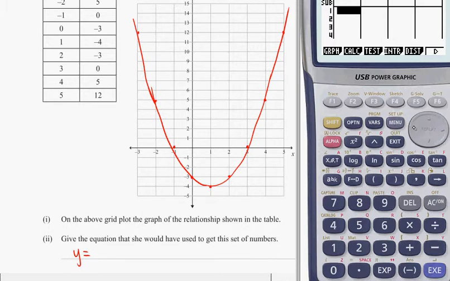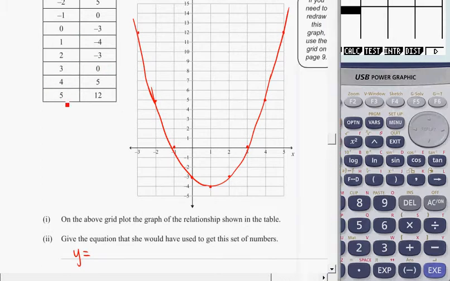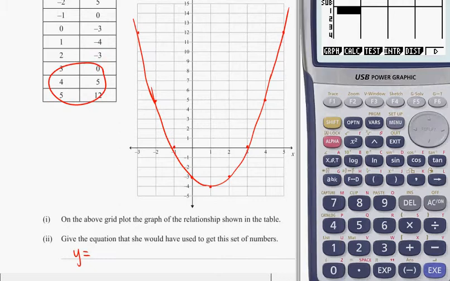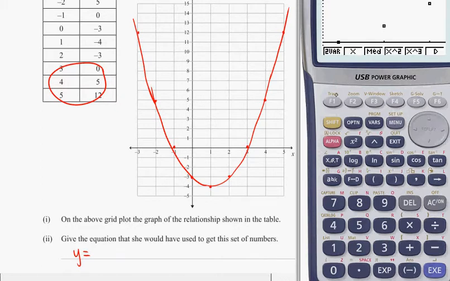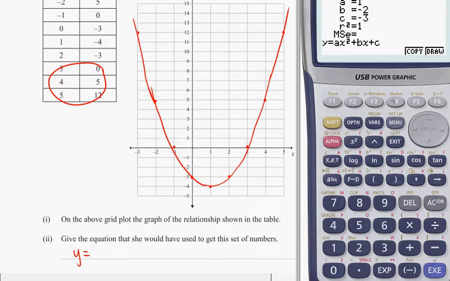Three points for a parabola, so you can pick any three you like. I'll just use these ones down here. So 3, 0, 5, 12. Graph 1, calc. Now it's a quadratic, and here's our answer.